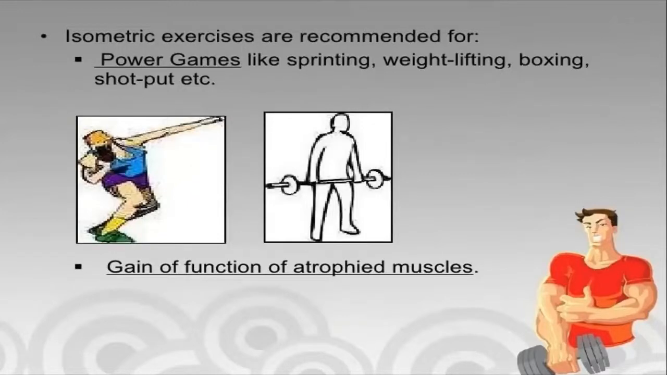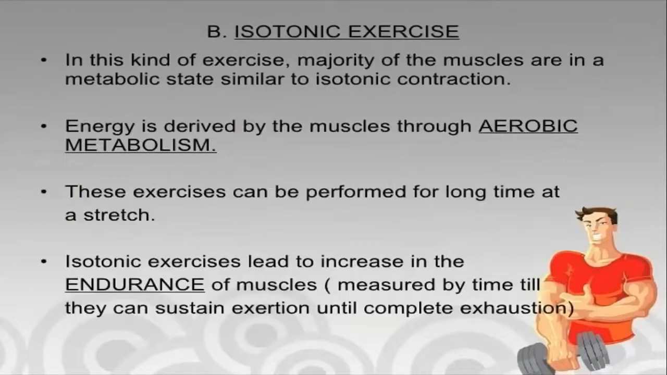Isometric exercise, you can see power games like sprinting, weightlifting, boxing. These are the examples. Isotonic exercise: in this kind of exercise, the majority of the muscles are in a metabolic state similar to isotonic contraction. Energy is derived by the muscle through aerobic metabolism. Isotonic exercises lead to increasing endurance of muscle.